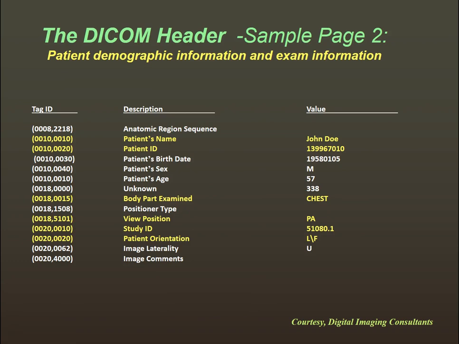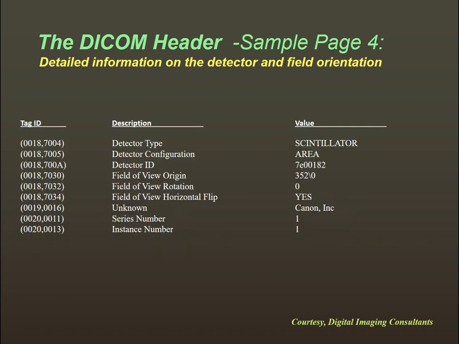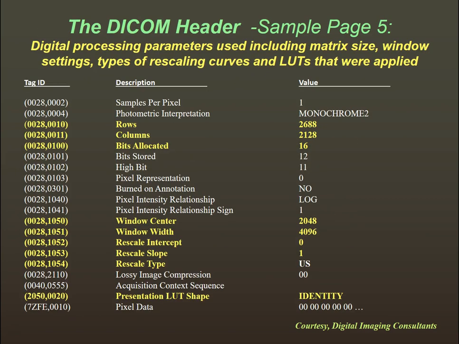It has the name, the patient ID, the body part. It has a lot of data. The ones in yellow are going to be most important to caregivers. KVP, relative X-ray exposure. So every image has all of these DICOM tag IDs with all of this information.